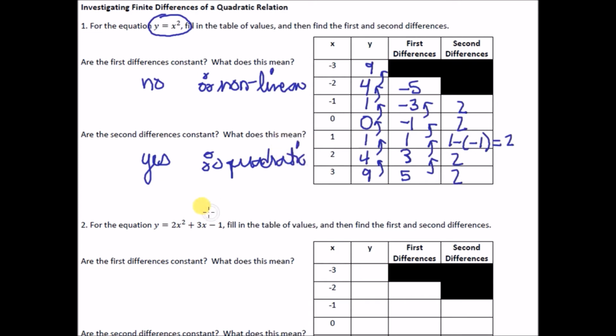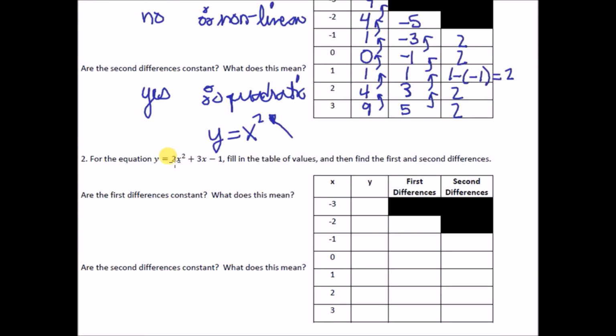Okay, and just like I showed you in the other section, y equals x squared. If the second differences are constant, then the exponent on the x is going to be 2. Second differences, the number 2, and x squared, the number 2. For this equation right here, we're going to fill in the table of values and then find the first and second differences. When we sub in the x values to this equation, what do we get?